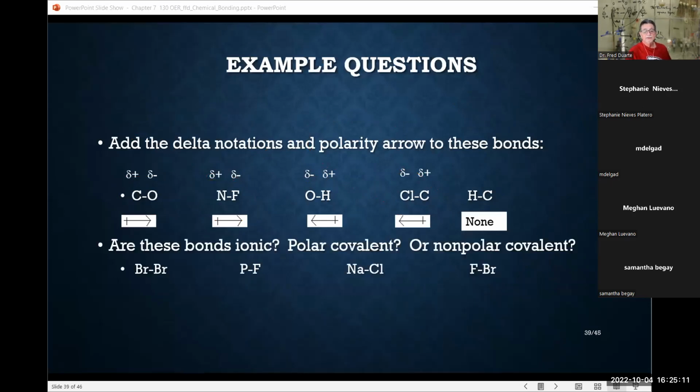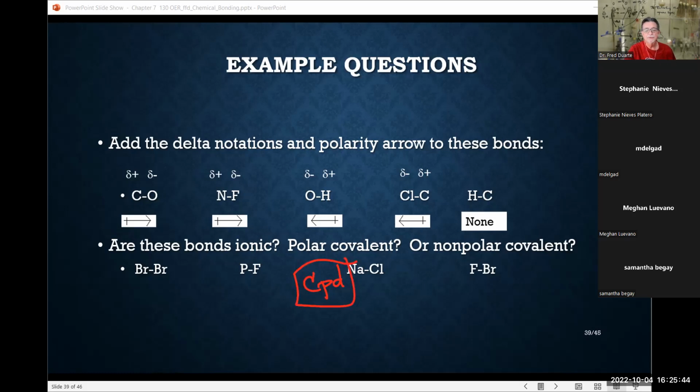Now, in this scenario, the question is asked, are these bonds ionic? Okay. And then if they ask you which ones are polar covalent and which ones are covalent? Remember, you got two types of bonds. Let me rehash that for a second here. It may sound redundant, but it's for a reason, okay? Two types of bonds.